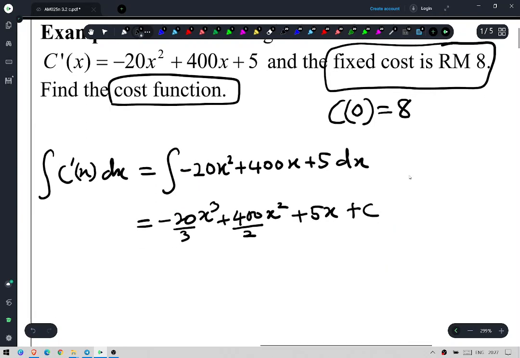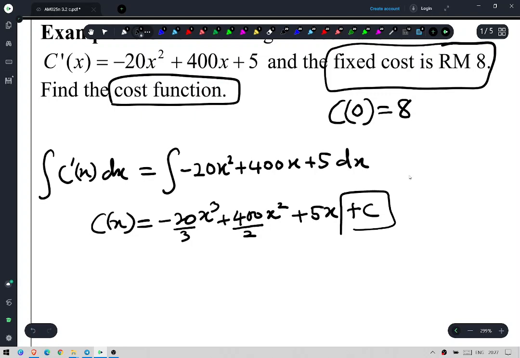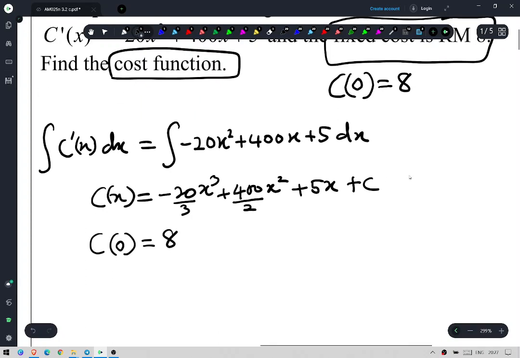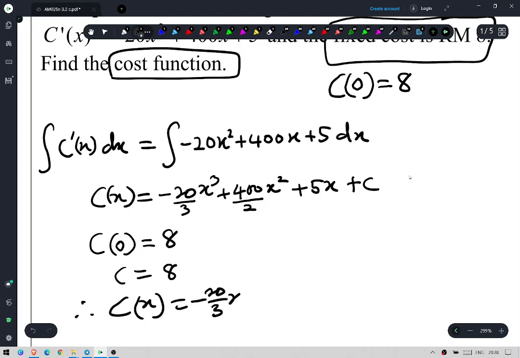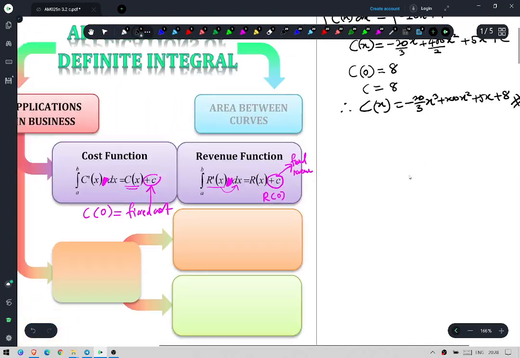Now we have this as C(x). Now, it asks for the cost function, meaning together with the value of C itself. So fixed cost is RM8 when X is 0, so C(0) is 8. This means that when we substitute 0 here, here, and here, C is 8. Therefore, C(x) is 20 over 3 x cubed plus 200x squared plus 5x plus 8. So that's the first example.